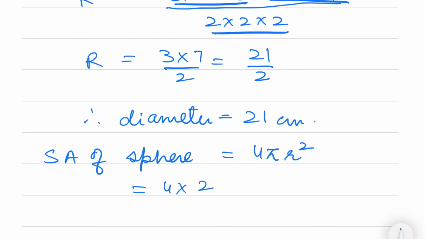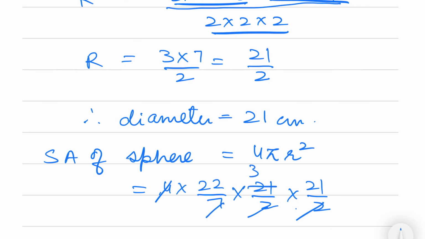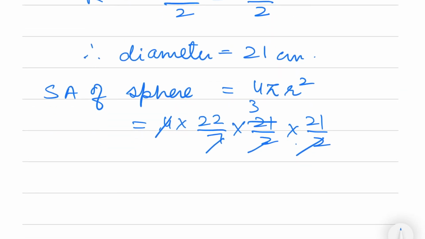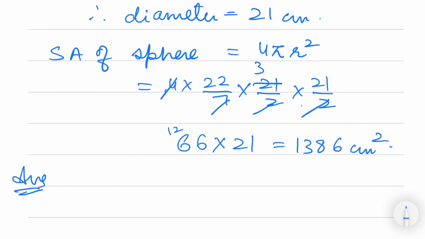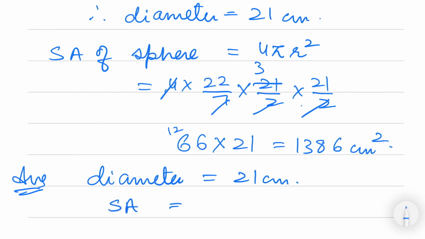We have 4 into 22 by 7 into 21 by 2 into 21 by 2. So we have these cancelled and this 3. 66 into 21, so we get 1386 centimeter square. So the answer I can write down as diameter is equal to 21 centimeter and surface area is equal to 1386 centimeter square.